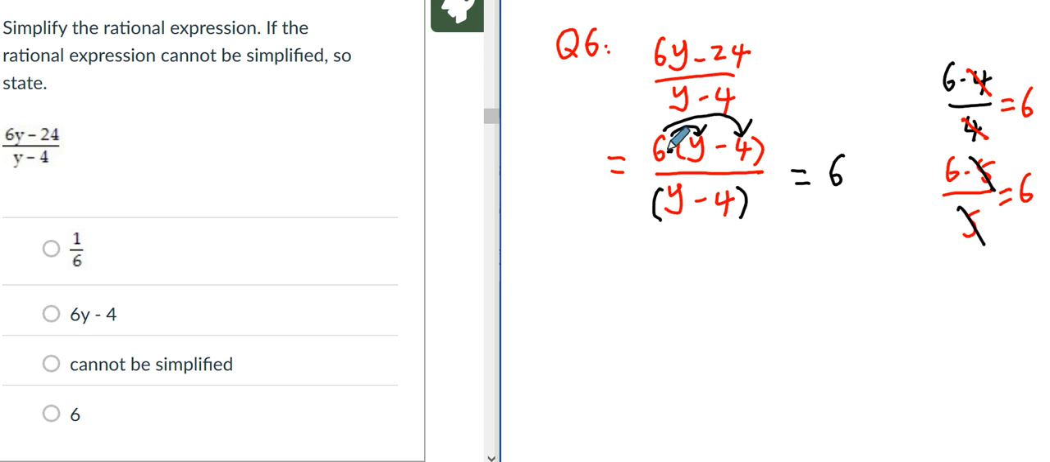If it's not multiplication, here is subtraction. You cannot use this 4 to cancel 6 and 24. You have to pull the common factor 6 out, and then do y minus 4 cancel y minus 4. That was question 6. And here comes question 7.